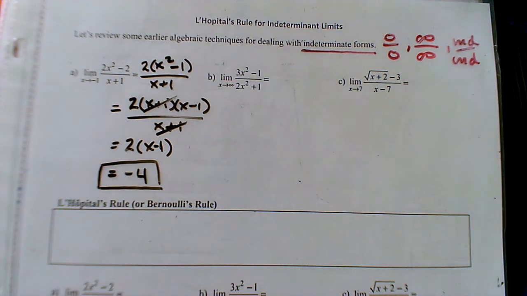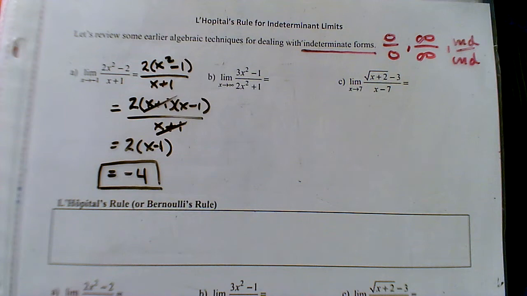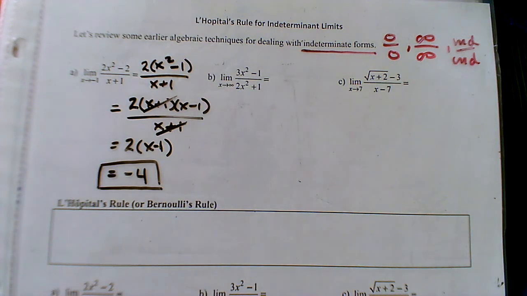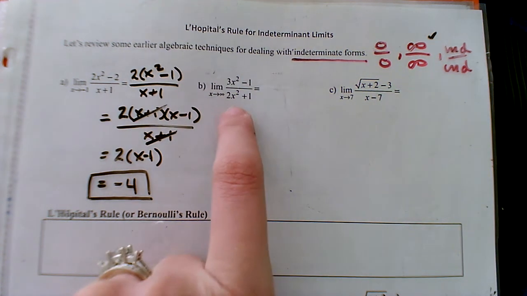It's underneath the x-axis. We remember factoring from the beginning of the year? I hope. That's one tool we can use. Let's try B. If you were to plug in infinity for those x's, infinity squared is still infinity, times 3 is still infinity, minus 1, still infinity. Probably if we plug in infinity on the bottom, we would get an infinity as well. So notice how we get that other indeterminate form, infinity over infinity. How might we be able to analyze this one?